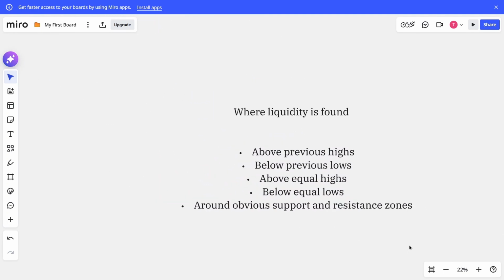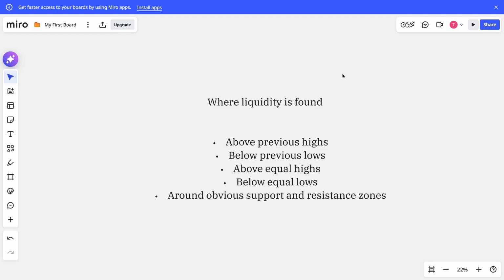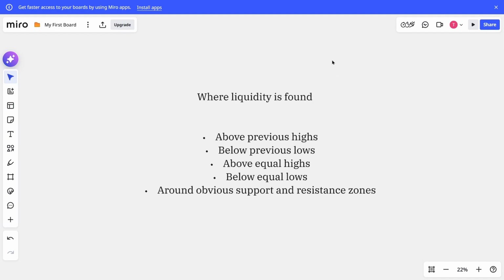So the second part of this course will be where liquidity is found. Liquidity in trading, in charts, or in markets is found usually above previous highs, below previous lows, above equal highs, below equal lows, or around obvious support and resistance zones. So basically, just where retail traders usually put their orders, there is where liquidity is sitting.